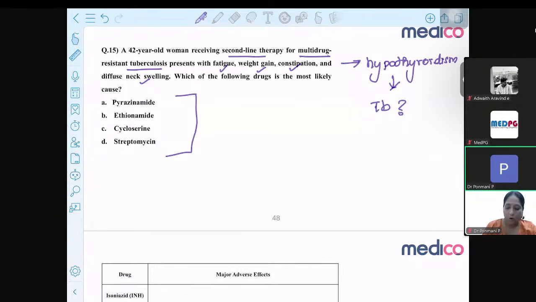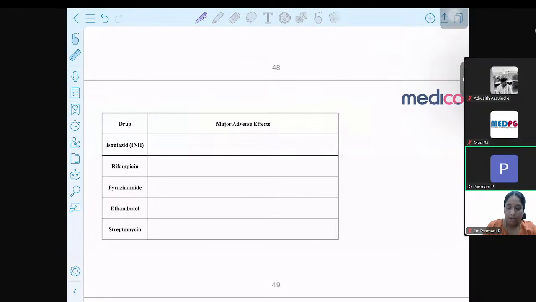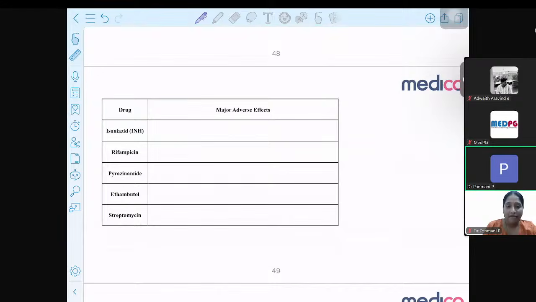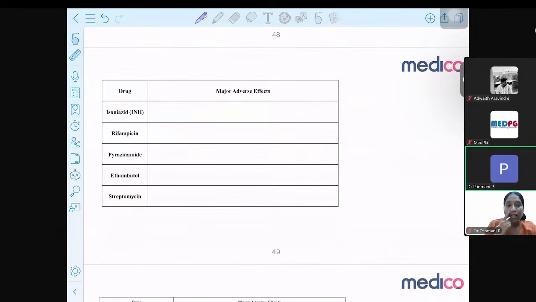So for this, we have to know about the side effects of the drugs. What is isoniazid going to cause? Just now we saw isoniazid, the antidote you are going to give is pyridoxine. Why are you going to give pyridoxine? Because it causes peripheral neuropathy, and therefore you give pyridoxine.